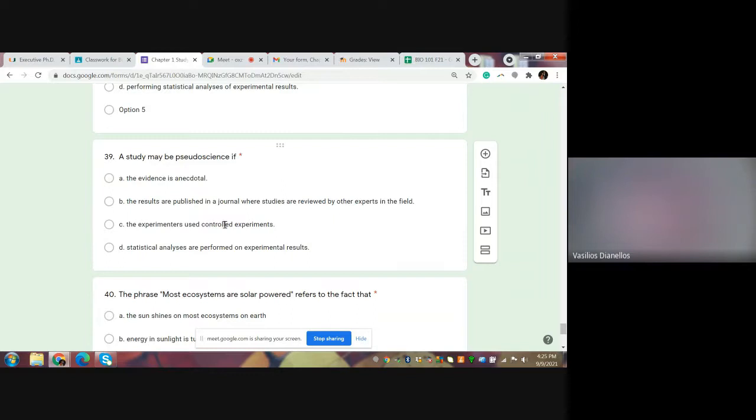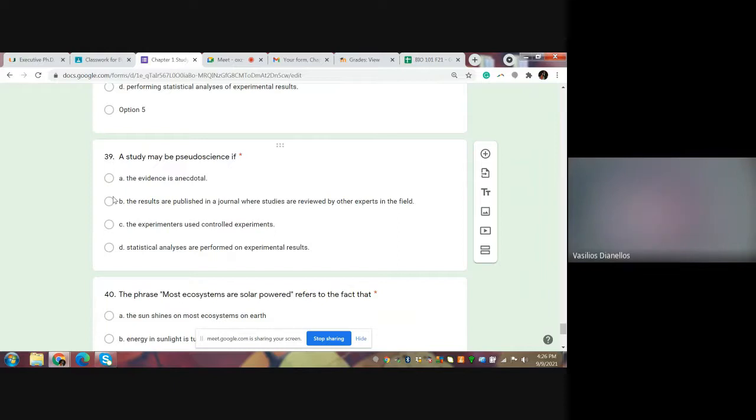The experimenters used controlled experiments. Nope, probably not pseudoscience if it actually went through a controlled experiment, a good, proper experiment. And again, statistical analyses are performed on experimental results. No, that is an indication that it's not pseudoscience. Because the opposite of this would be, instead of doing statistical analysis on the results, people cherry picked the data and said, well, look, I told you the COVID shot makes you sick. And they picked out the few times that the COVID shot has made people sick and didn't talk about the many other times that it didn't make people sick, as an example. So any questions about number 39?